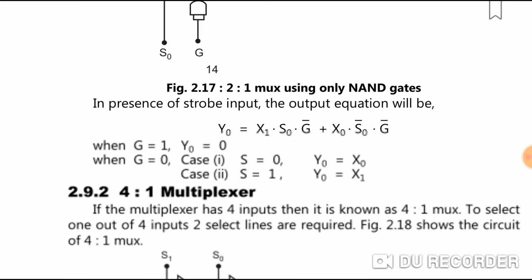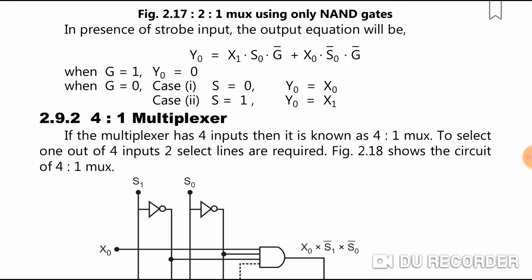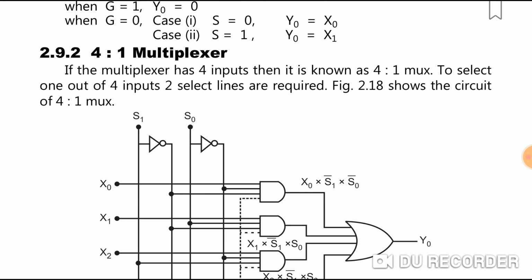In presence of a strobe input, the output equation will be Y = X1 into S0 into G bar plus X0 into S0 bar into G bar. So when G is 1, Y is 0. When G is 0, in case 1, S0 is 0, Y is X0. In case 2, S0 is 1, Y is X1.